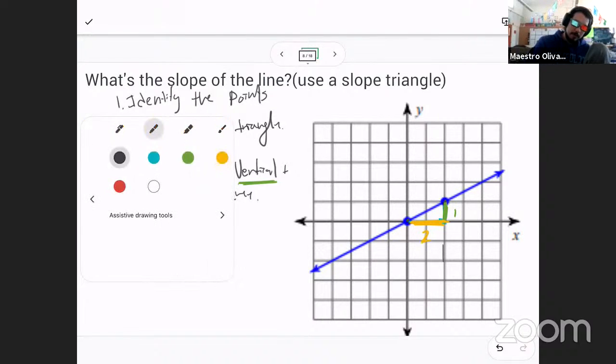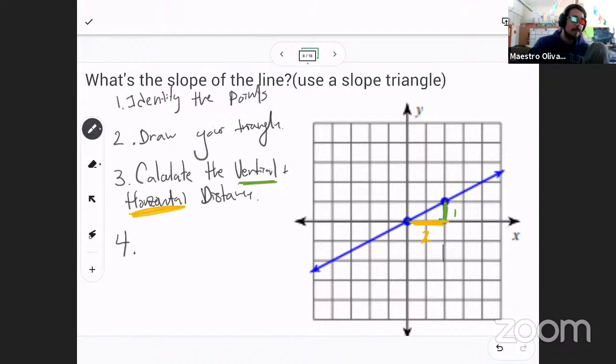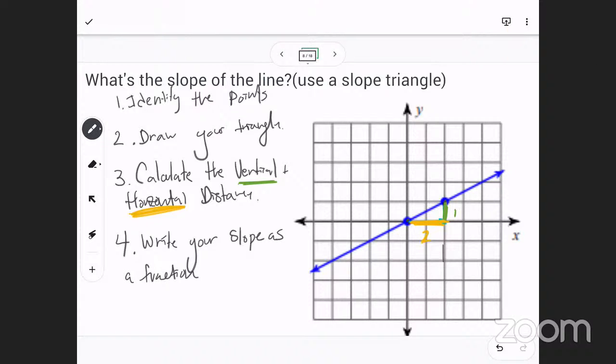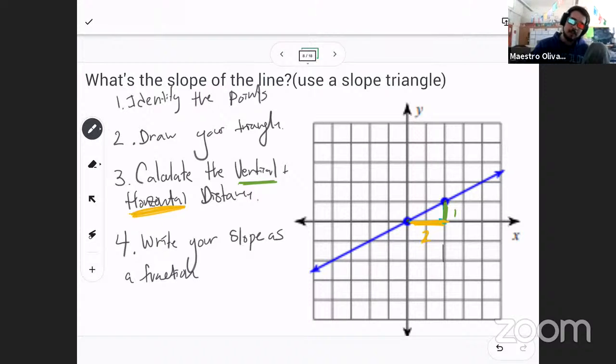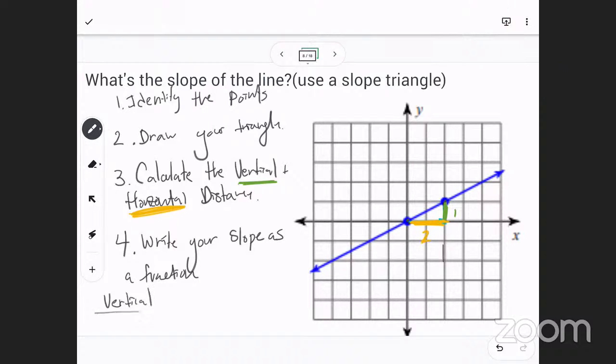Fourth step. What's the fourth and last step? Write your slope as a fraction. Can we say write your slope as a fraction? So what is my fraction? What's my ratio? 1/2. Okay, that's the answer, but I'm looking for the ratio, right? It's vertical over horizontal.